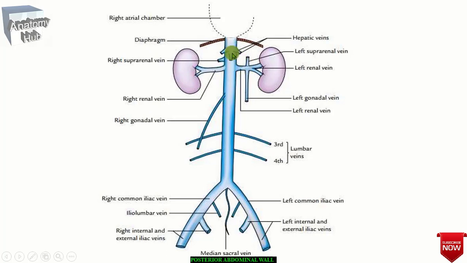Over here, you will find the right and left renal veins and the suprarenal vein, and the right and left testicular veins that you can see, or you can say the right and left gonadal veins. And three anterior visceral tributaries, that is the right, middle and left hepatic veins.